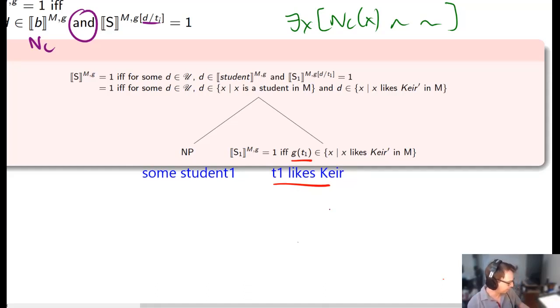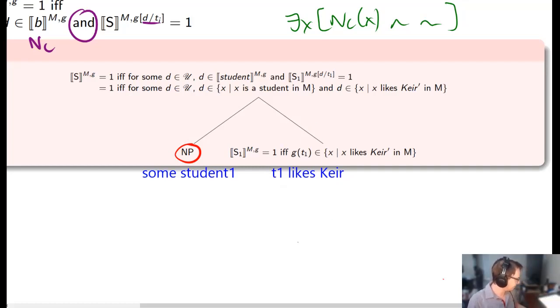So if we just had a word like Kayla here, we would just have k prime in here, and this would look just like we had before. But now we have a trace here, so we have this g of t1. But it's really just the same as what we've done before. Now, some student is a quantified noun phrase, so this node won't actually get a meaning associated with it, because with the quantifiers we have to dig a little bit deeper, and it's used as a unit to figure out the rule.